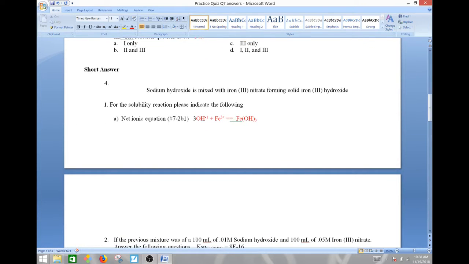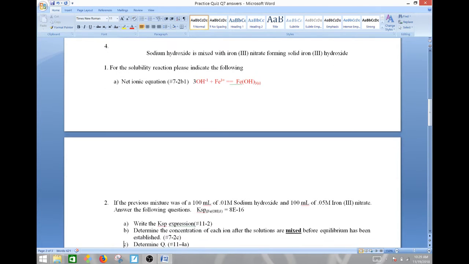Short answer. Sodium hydroxide is mixed with iron 3 nitrate forming iron 3 hydroxide. That would be a solid. 1. For the reaction, for the solid reaction, indicate the net ionic equation. Now I have it written this way. You could turn it around and put the solid on the left side, which would correlate to KSP. Either way, they're both correct. I also balanced it easily as well. They're almost always going to say the balanced net ionic equation, so make sure you balance these things.